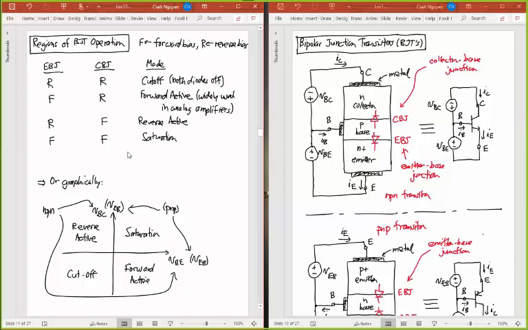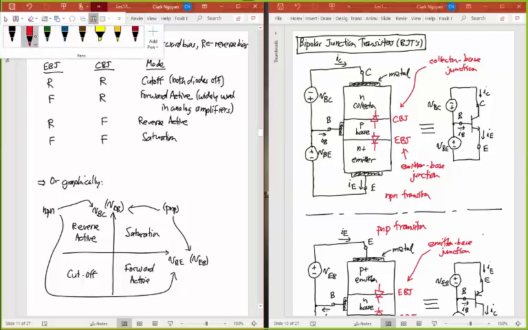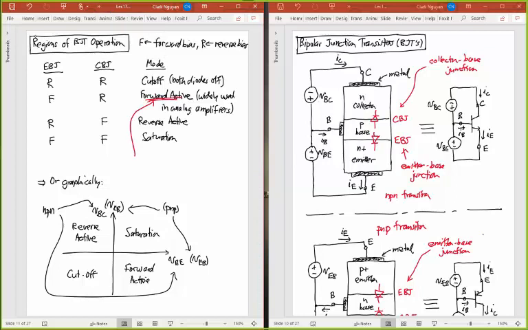And then finally, there's a saturation region. This is where you've turned on both diodes. So you forward bias both diodes here and here. That's also not a good place to work in. And so we're not going to want to work in saturation. We want to work in forward active. So this is where we'll spend most of our time. We will usually be here in that region.